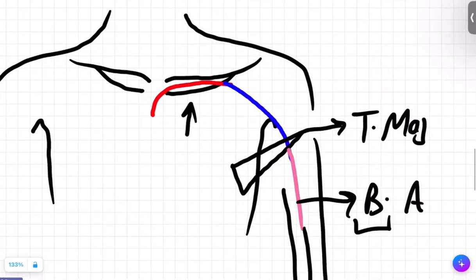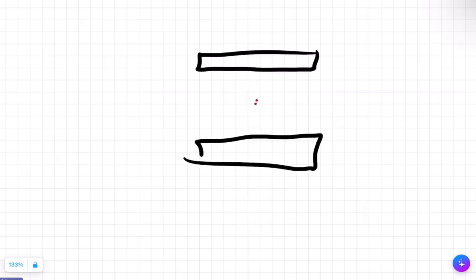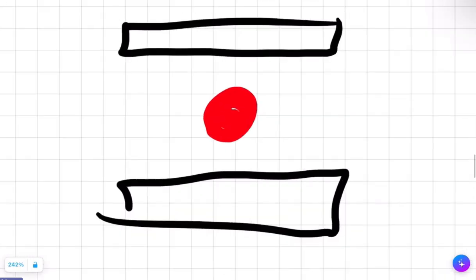Can I proceed to the further division of the arteries now? Yes. So let's see our subclavian artery right now. Always remember one thing: the subclavian is present between the clavicle and the first rib. So if this is the subclavian artery, where will its impression be? Inferior surface of the clavicle, superior surface of the first rib.